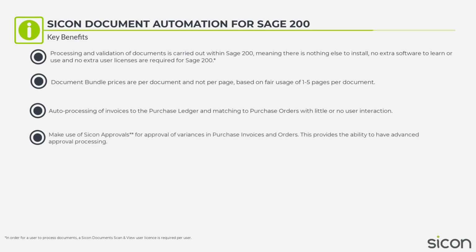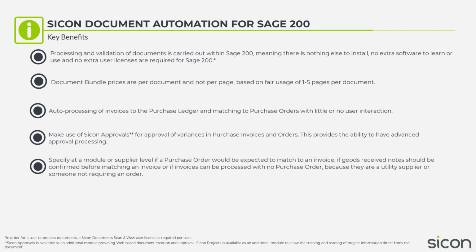Make use of Sicon Approvals for approval of variances in purchase invoices and orders. This provides the ability to have advanced approval processing. Specify at a module or supplier level if a purchase order would be expected to match to an invoice, if goods received notes should be confirmed before matching an invoice, or if invoices can be processed with no purchase order because they are a utility supplier or someone not requiring an order.